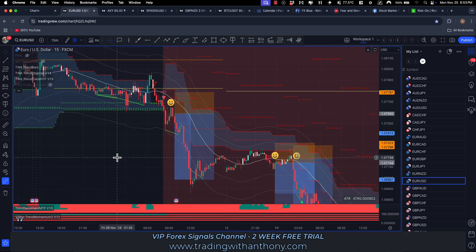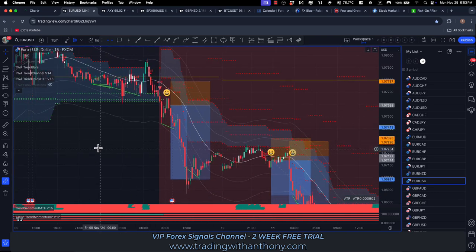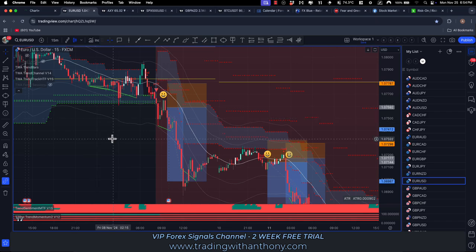Traders, a quick introduction to our TradingView indicators and strategy. Looking at the euro dollar, I've just gone back 12 signals, and I'm going to show you the results of this backtest.